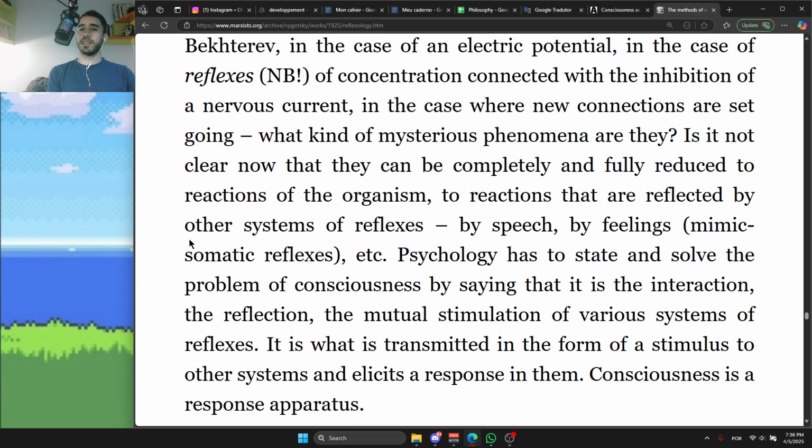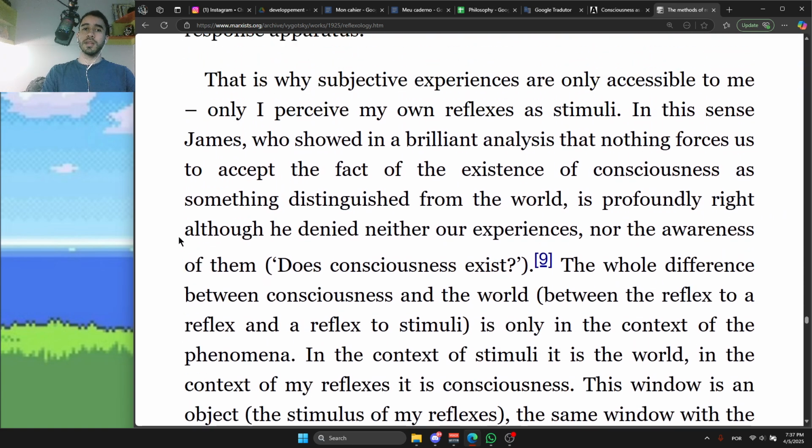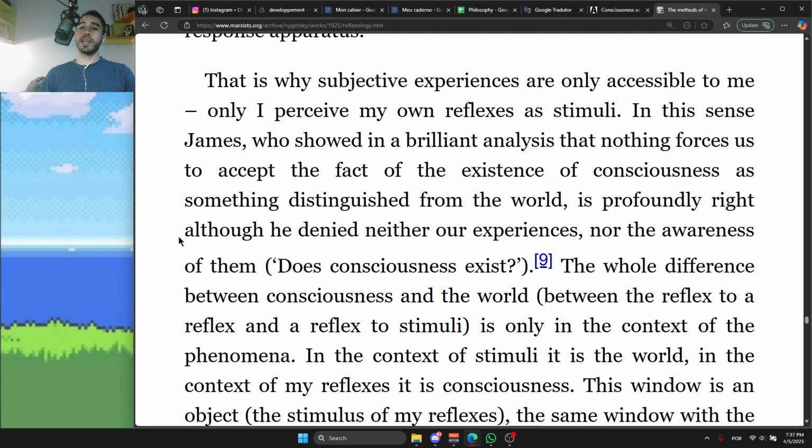Is it not clear now that they can be completely and fully reduced to reactions of the organism, to reactions that are reflected by other systems of reflexes, by speech, by feeling, mimic, somatic reflexes, etc.? Psychology has to state and solve the problem of consciousness by saying that it is the interaction, the reflection, the mutual stipulation of various systems of reflexes. It is what is transmitted in the form of stimulus to other systems and elicits a response in them. Consciousness is a response apparatus. That is why subjective experiences are only accessible to me. Only I perceive my reflexes as stimuli.